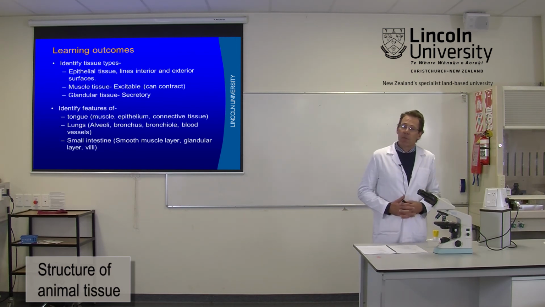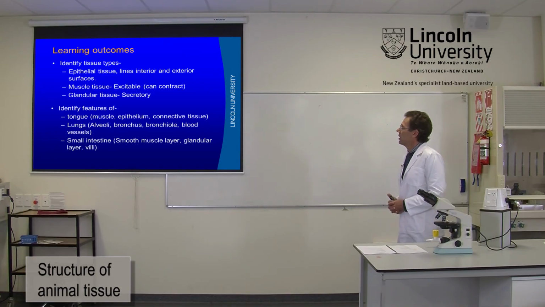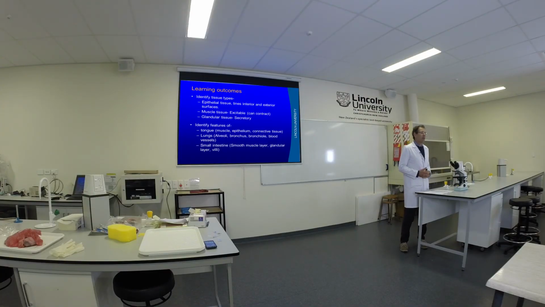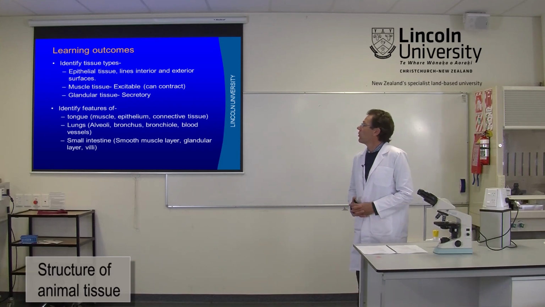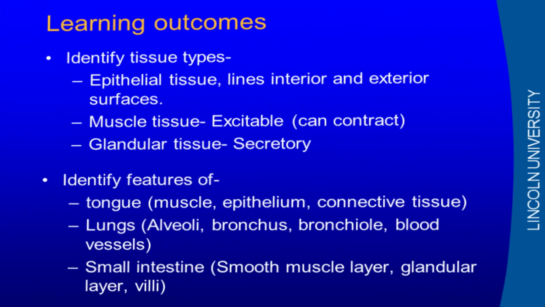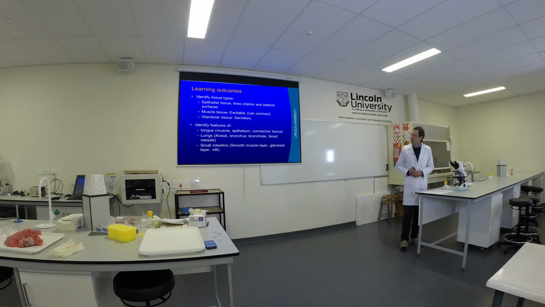The learning outcomes for this particular lab are listed here. By the end of the lab, you should be able to identify different tissue types, so things like epithelial tissue, which lines the inside and outside surfaces of the body, muscle tissue, glandular tissue. These are all things that we're going to look at today.